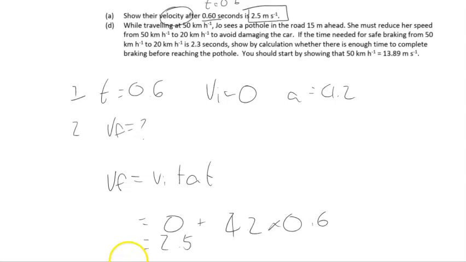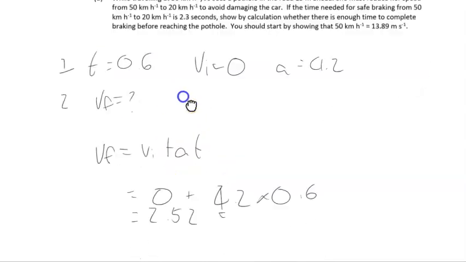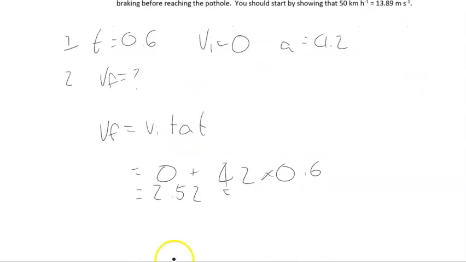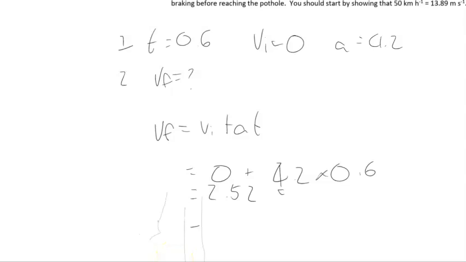equals 2.52, but like I say, because we're given 2 significant figures in the question, we can only actually give our answer to 2 significant figures, otherwise we're doing false accuracies. Equals 2.5 seconds. Okay, the next question.